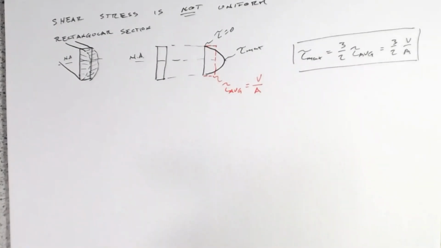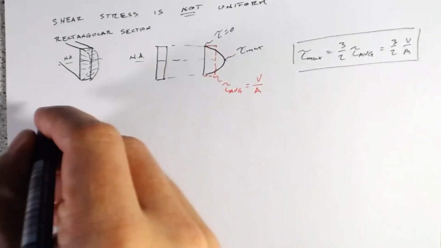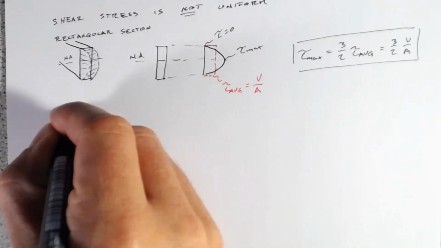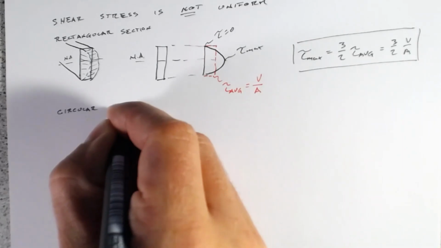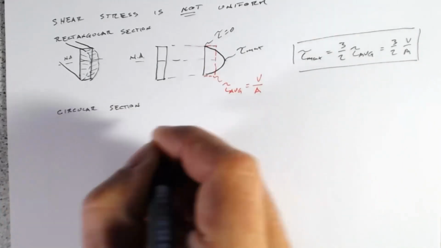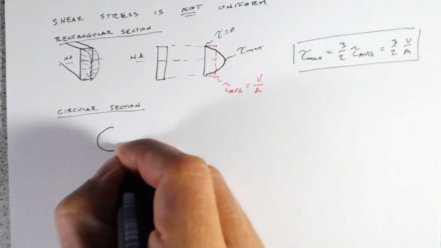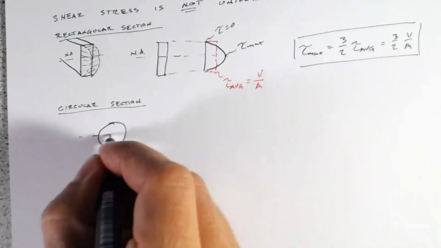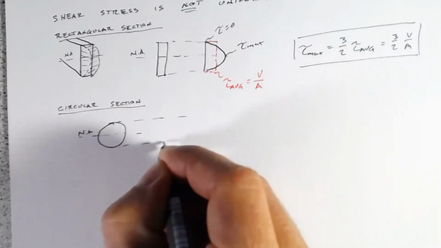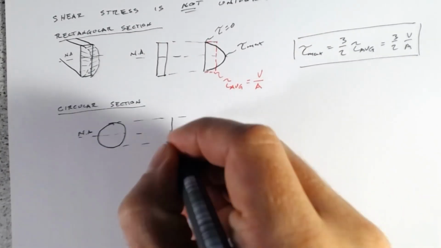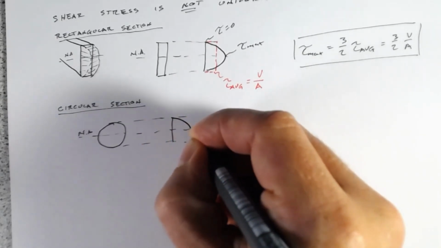And as I said, we'll go over how to define this profile in the coming weeks, so don't worry about that for now. Instead, if we look at a circular section, if that's our section there, neutral axis in the middle, and then we'll plot what our shear profile looks like. Again, we're maximum at the neutral axis, and we're parabolic.